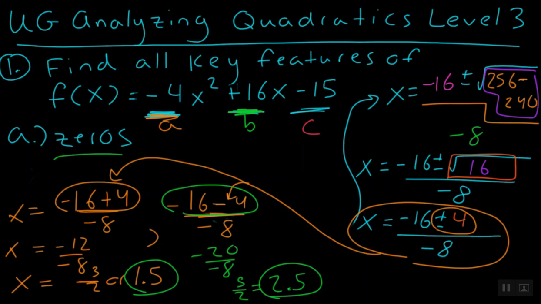So here's what I'm going to do. I'm going to write my zeros over here to the right. X is equal to 1.5 and 2.5. And we're going to leave these here until the very end. Pause the video, finish taking notes, and let's move on to part B.